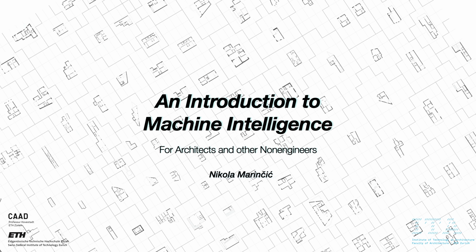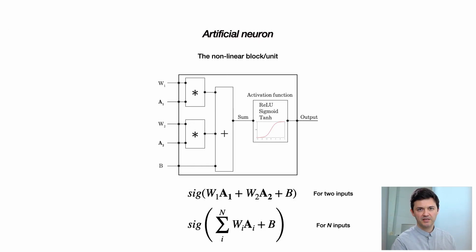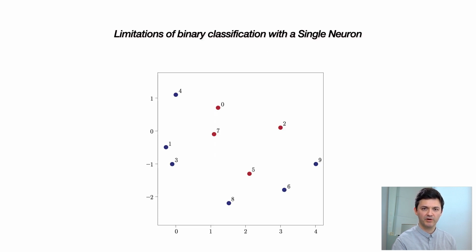We are currently in week number 5, so as always, let's first recap what we have done so far. We started by presenting the architecture of a single artificial neuron, which had two inputs, and then we generalized this case to get an equation for a neuron with an arbitrary number of inputs, which is shown in the bottom formula. And on the coding side, we learned how to classify points belonging to different classes from each other.